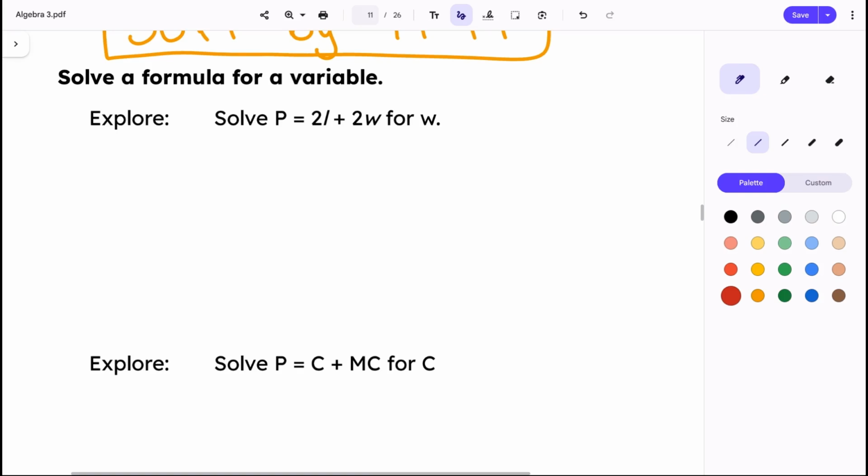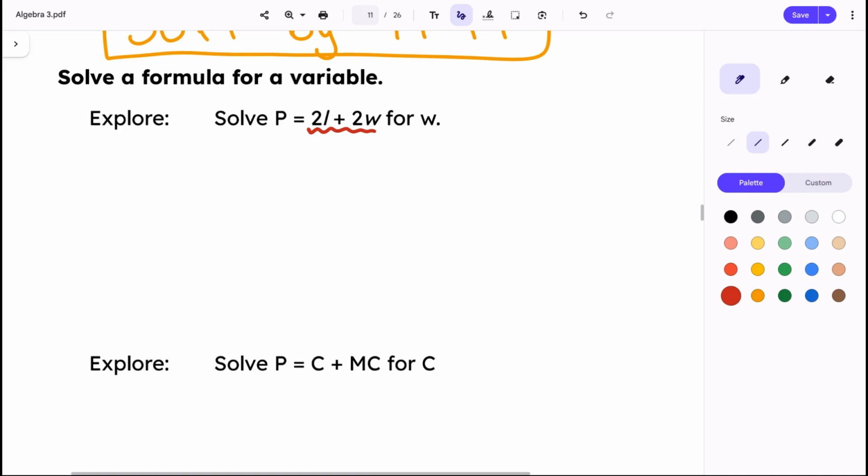So this first one wants me to have this formula, and we just used this one. This is a perimeter formula. P equals 2L plus 2W. They want me to solve this for W. So first of all, if I look at these, do you guys think it would be okay if I factor out a 2?